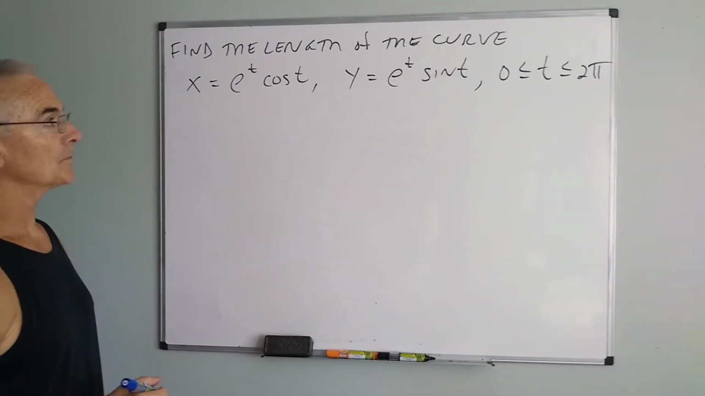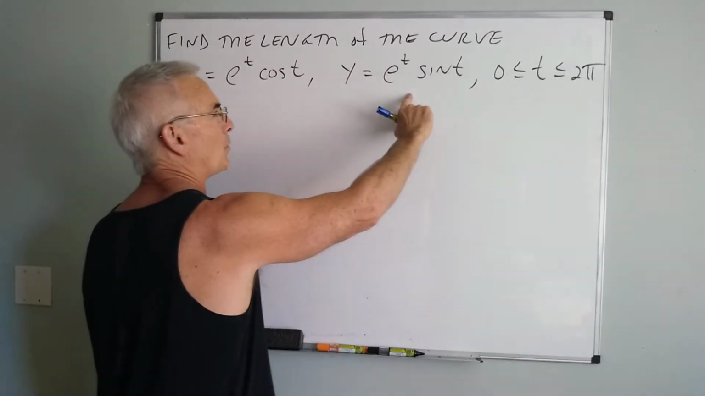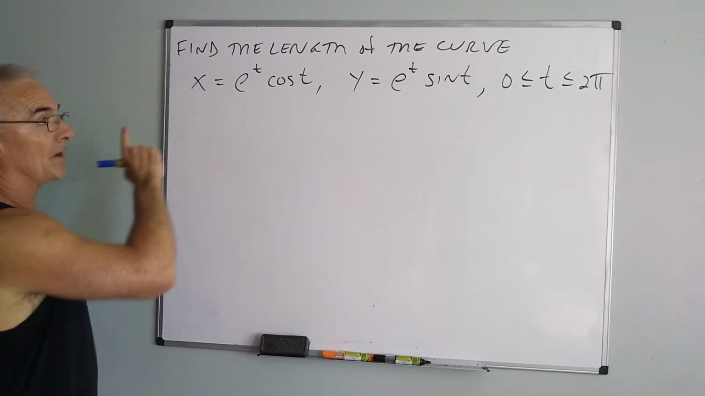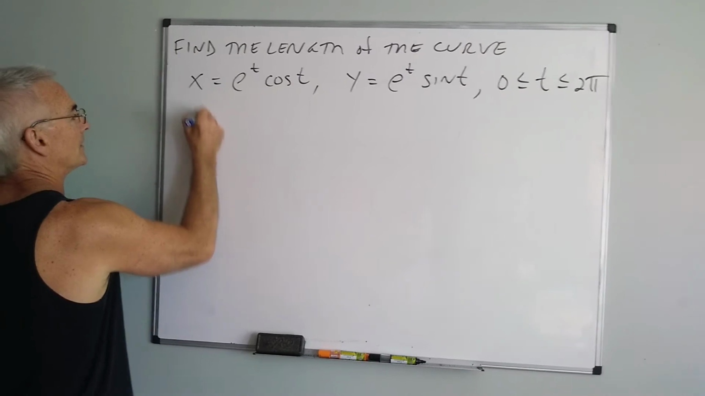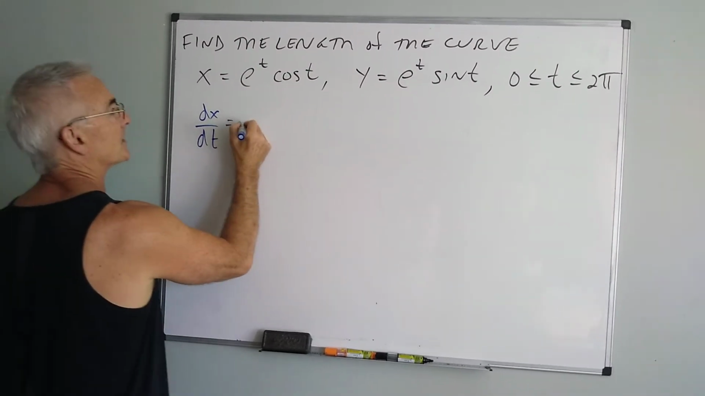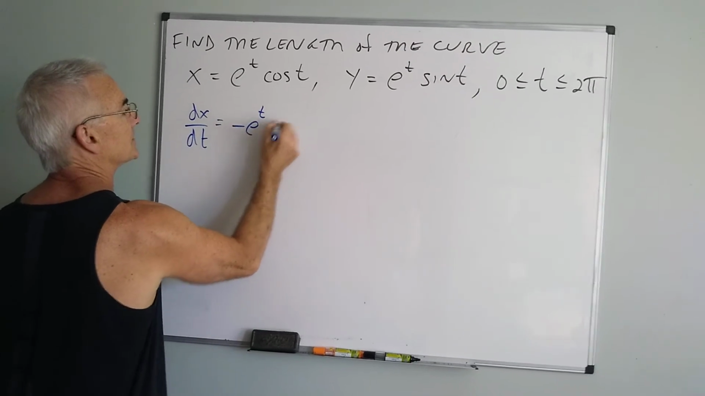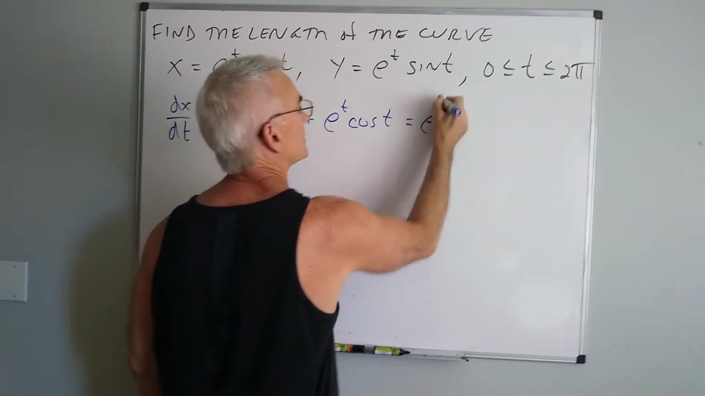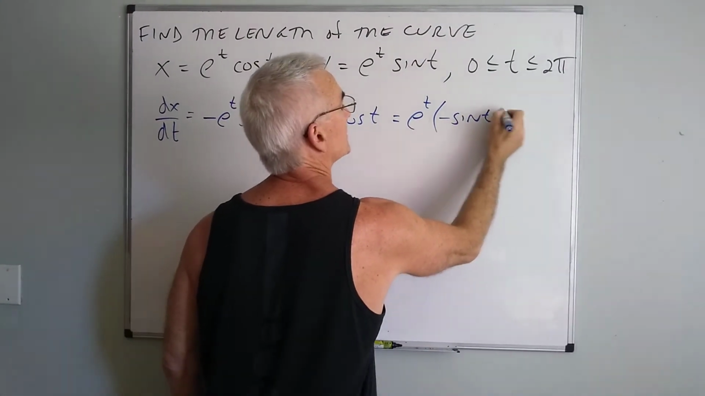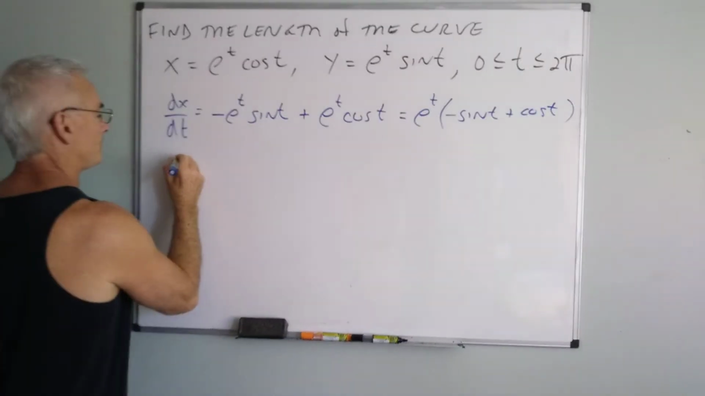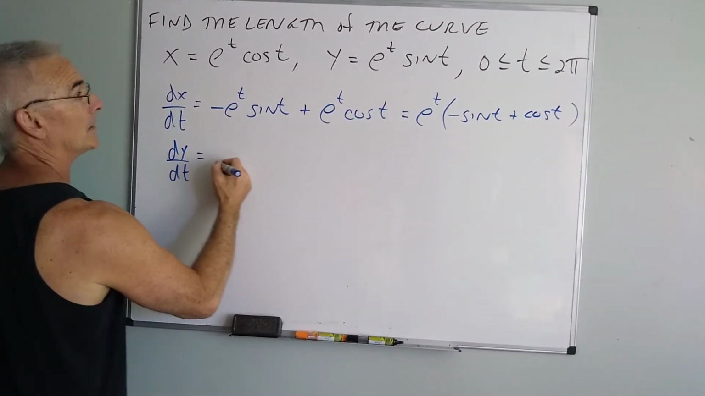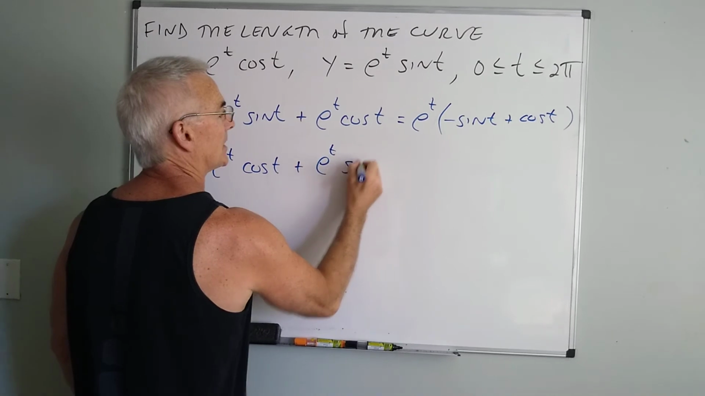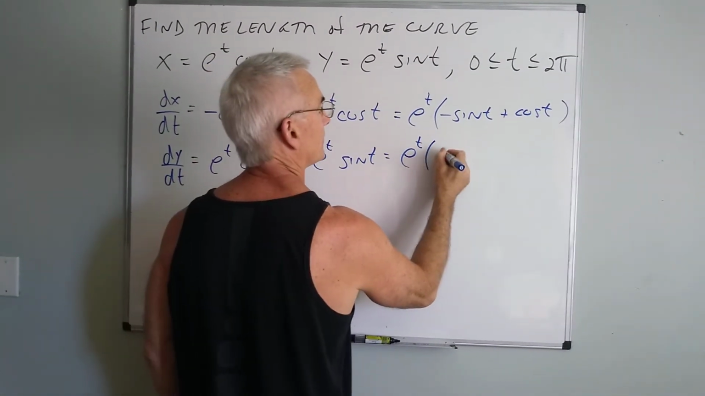Let's find the length of the curve defined parametrically as follows. x and y are equal to this. Now, I would not be able to write this in terms of x and y by solving for t, but I can still find the length of the curve this way. So we'll start by finding dx/dt, first times derivative of the second, so it would be negative e to the t sine t, plus second times the derivative of the first. If I factor out the e to the t, then that will leave me with negative sine t plus cos t. Then dy/dt, which would be e to the t cos t plus e to the t sine t, and again, if I factor out the e to the t.